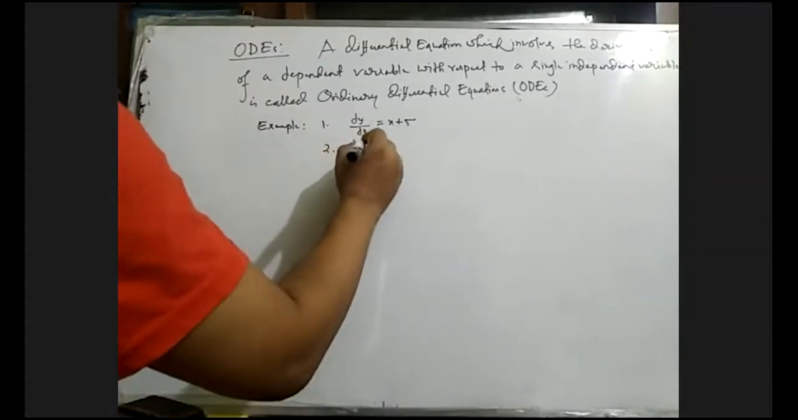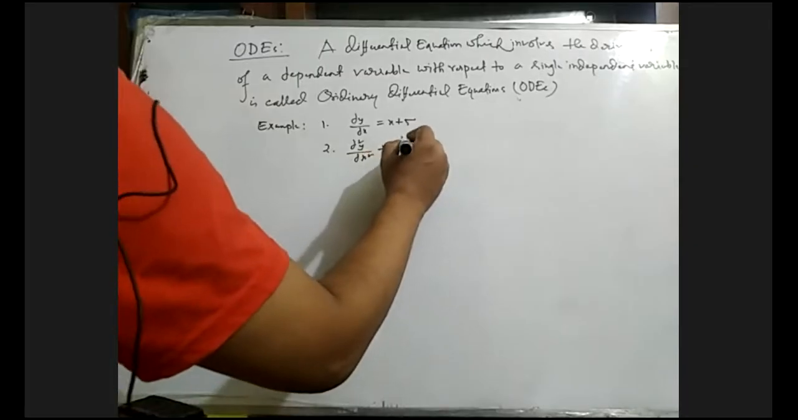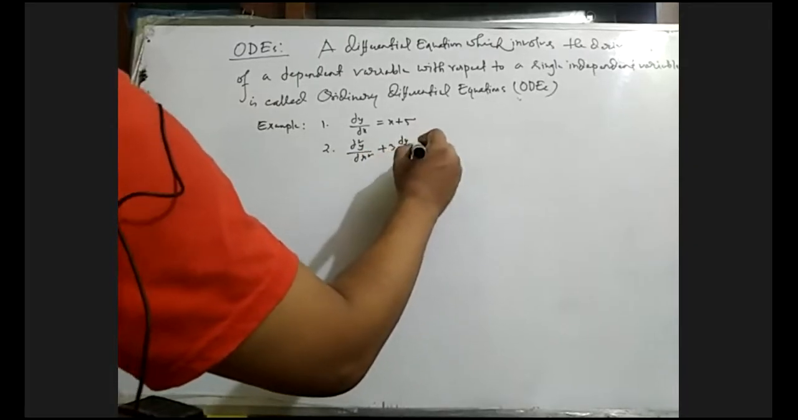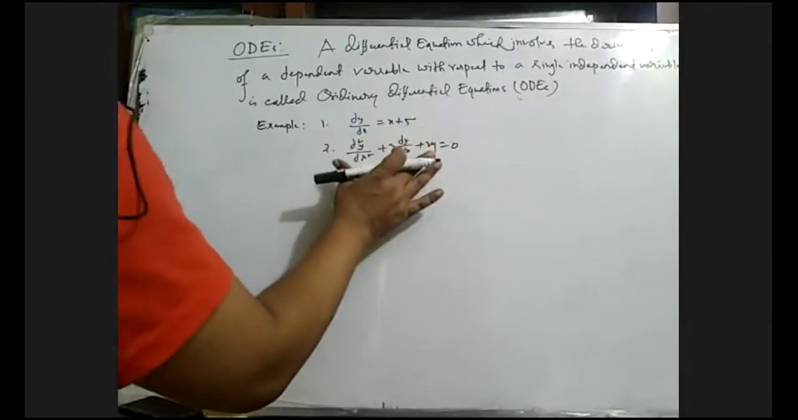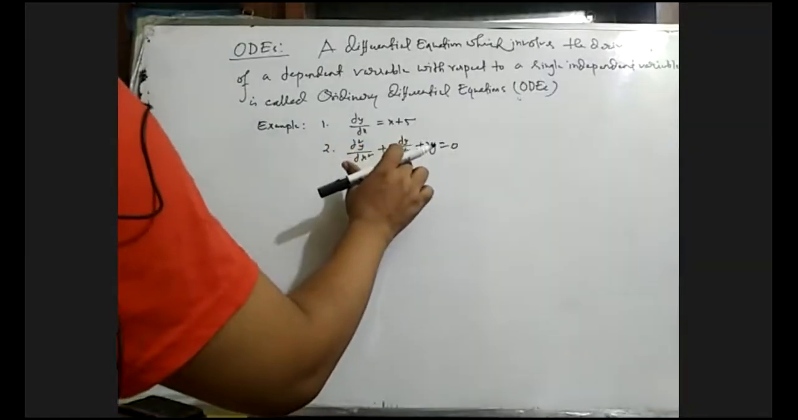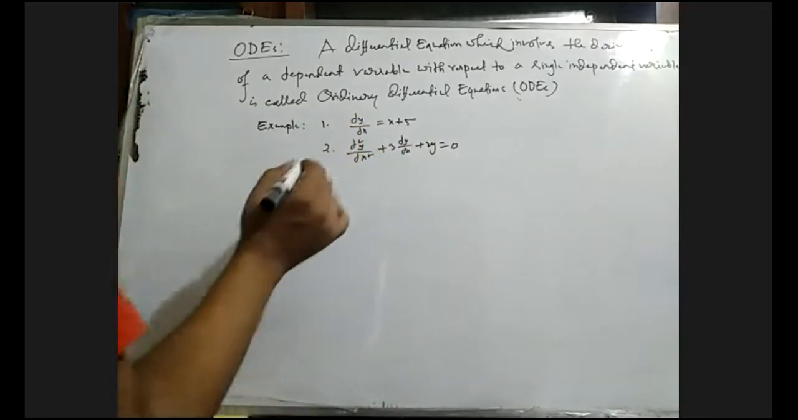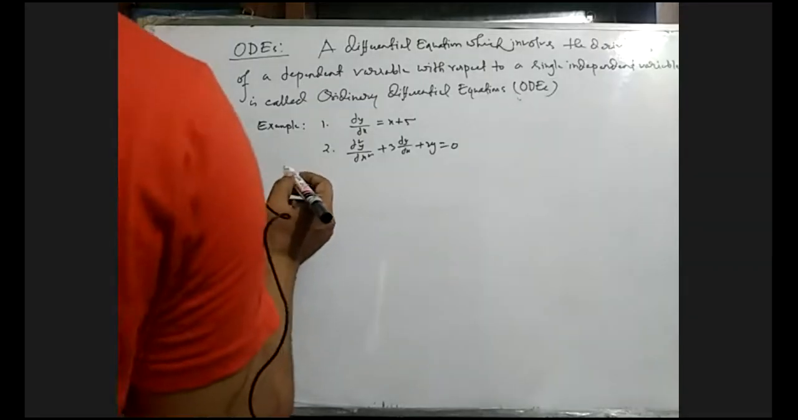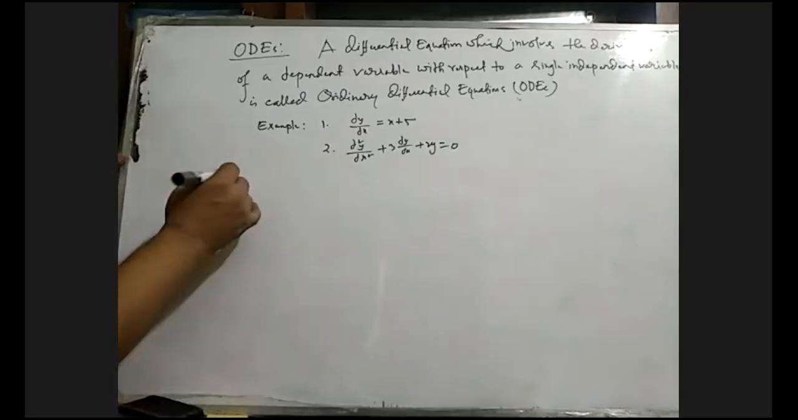Another example can be given. Suppose we have the second derivative of y with respect to x, plus 3 times the first derivative of y with respect to x, plus twice y equals 0. This equation involves differential coefficients of y with respect to x. There is only a single independent variable and a single dependent variable. This is why it is called an ordinary differential equation.